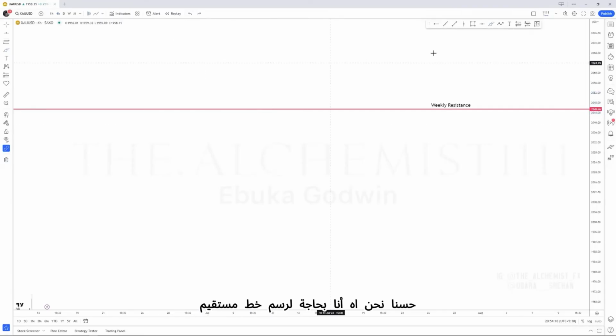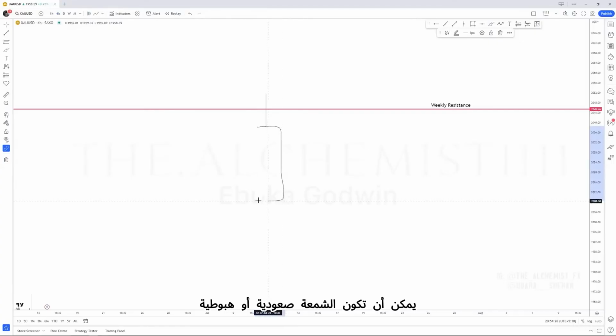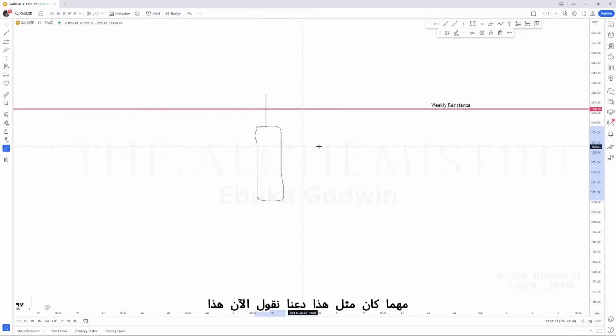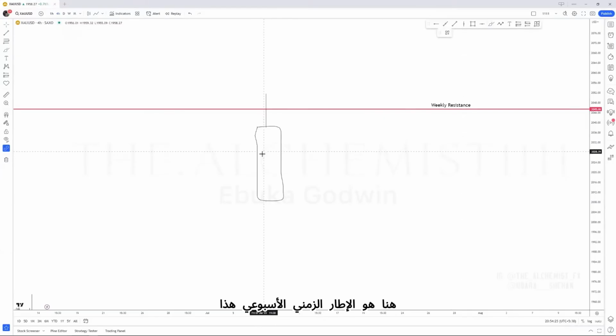I need to draw a straight line. Let's say weekly taps into this level. Now, this is a candle, just remember that. It could be bullish or bearish, whatever. Let's say this right here is the weekly time frame. This is a weekly candle. Let's say weekly tapped into the weekly resistance and then closed below it. Remember, a rejection. This is a rejection from the level. What we need to see is weekly closing below the weekly resistance like this.